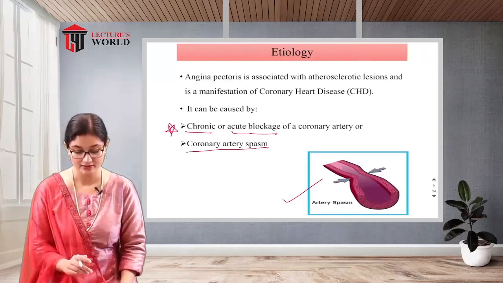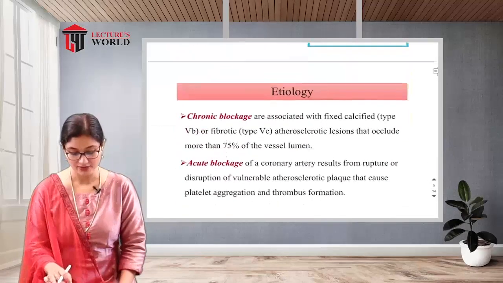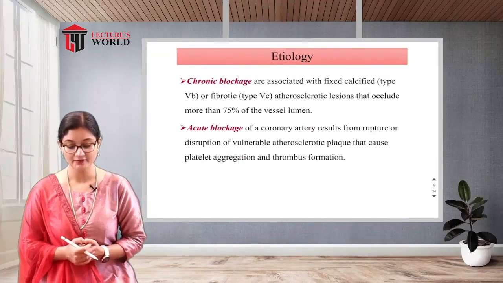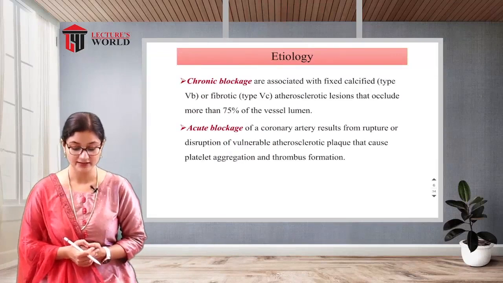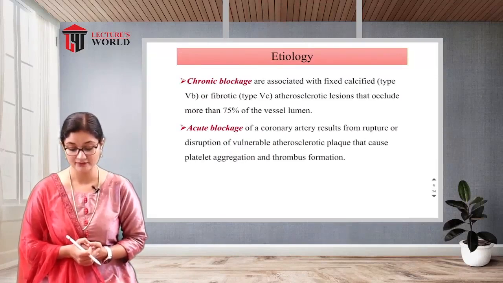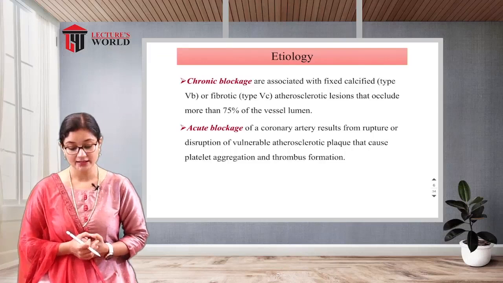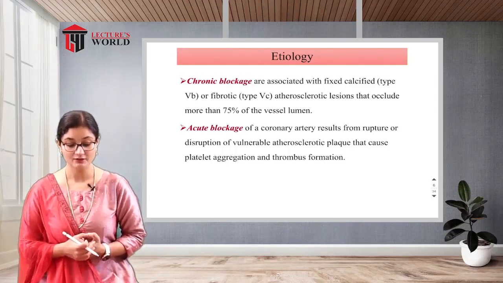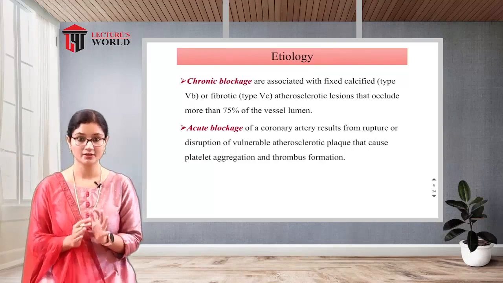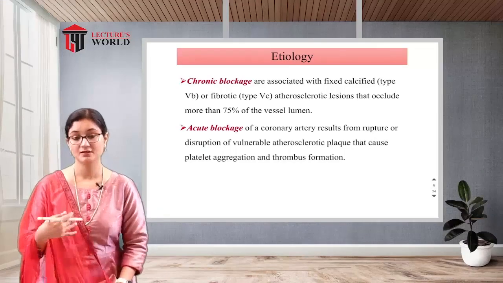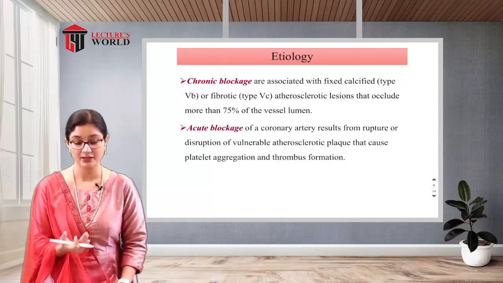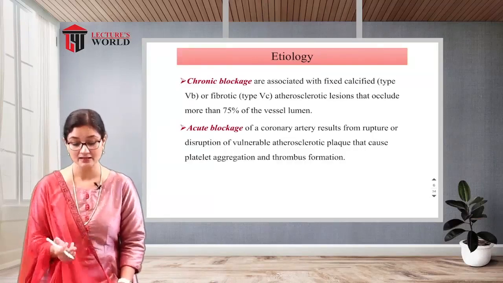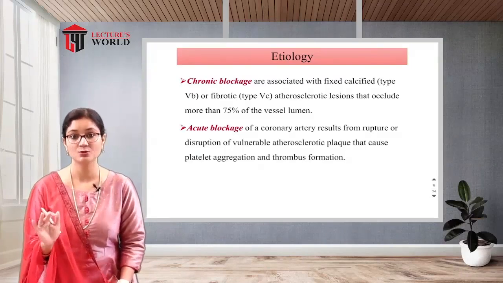Okay, let us understand this chronic and acute blockage. Chronic blockages are associated with the fixed calcified type VB or fibrotic type VC atherosclerotic lesion that occlude more than 75% of the vessel lumen. Now, what do you mean by chronic blockage? What calcified and fibrotic atherosclerotic lesions are, we'll be studying in detail in coronary artery disease, but in simple terms I will explain what is happening.